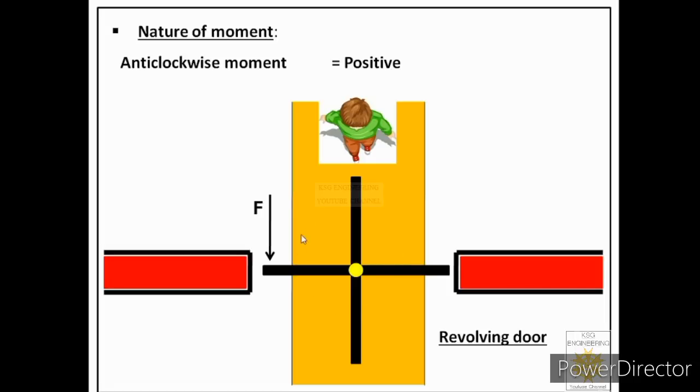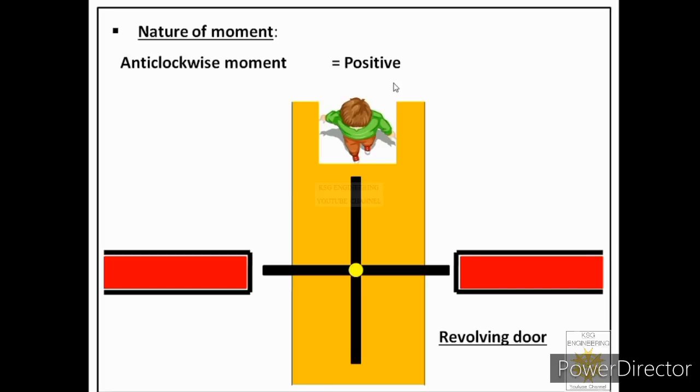So it generates anti-clockwise moment. So we consider anti-clockwise moments positive. You will find that some books consider anti-clockwise moments negative. So it is purely an assumption. Don't get confused. Some books use anti-clockwise moments negative and some books use anti-clockwise moments positive. This is only done to talk about the nature of the moment. So in our textbook, positive sign is used for anti-clockwise moments.